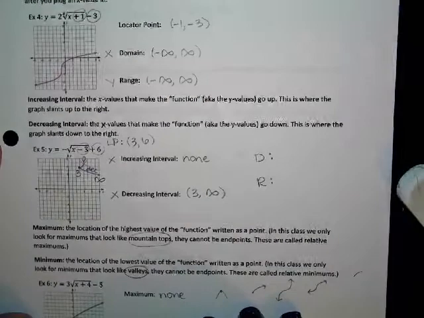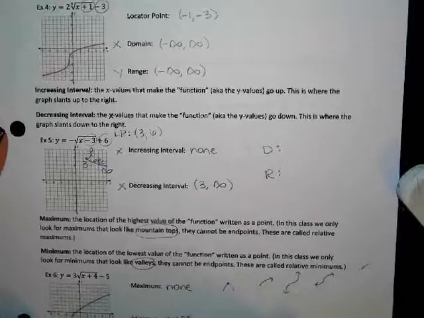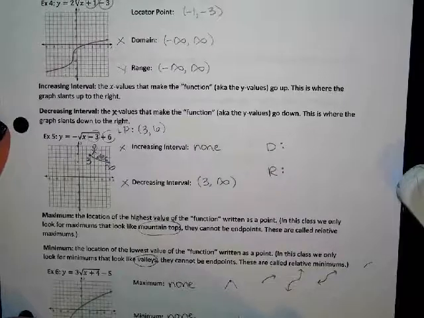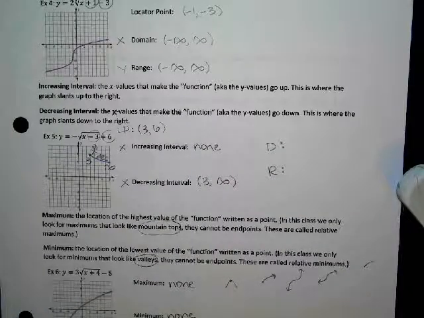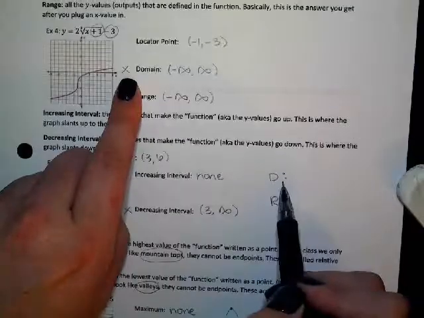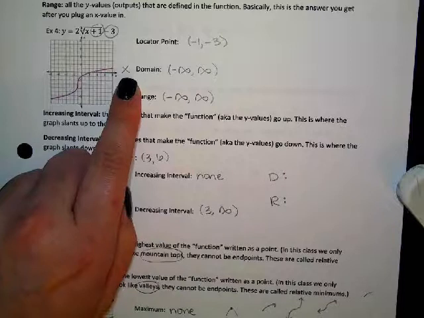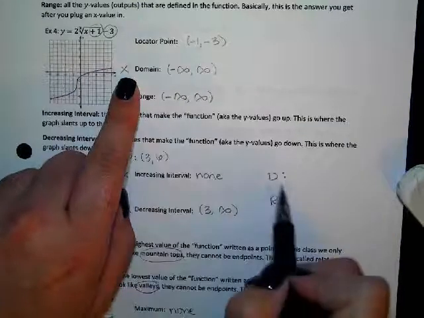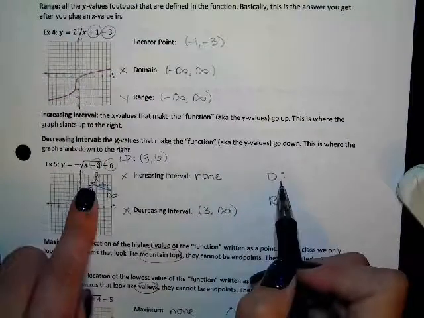So we have that locator point (3, 6). You're going to notice that that locator point is really important for the square root graph in particular for helping you find the domain and range. So the domain is the x values. If you forget, we got the posters on the wall. X values. So domain is how far left does the graph go, how far right does the graph go.